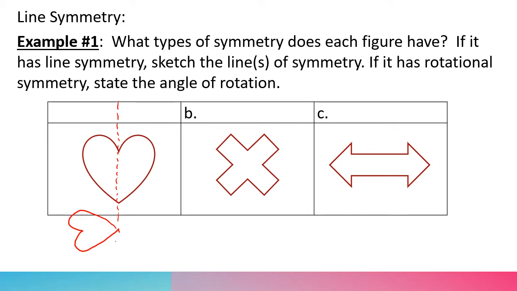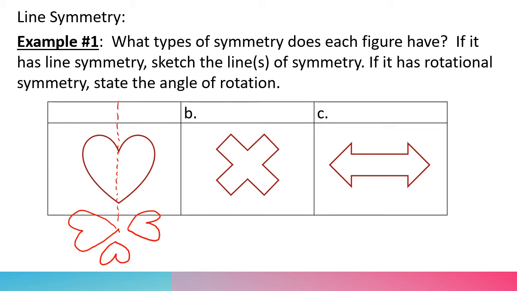Same thing if I rotated 180 degrees, a really bad example drawing would look like that. And at 270 degrees, we would have a heart that goes to the right, and so none of those would map onto itself. So a heart really has one line of symmetry, and it cuts it in half vertically.